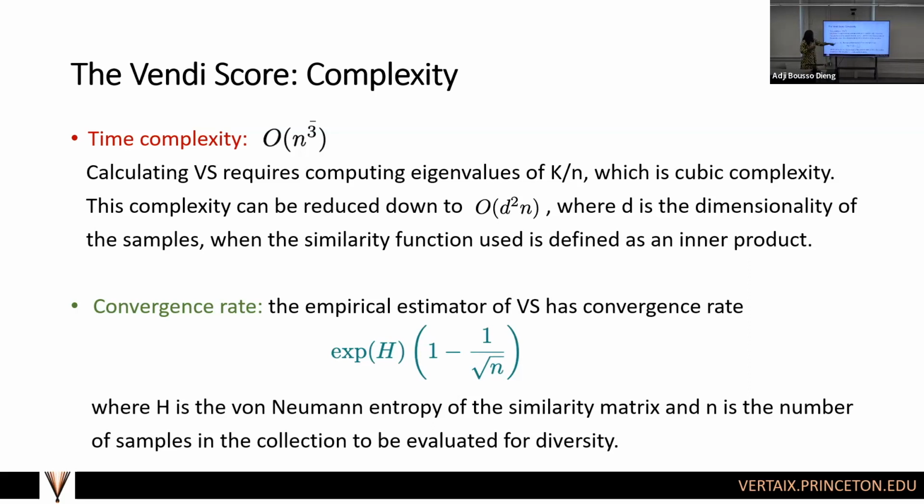The convergence rate is good. It's 1 over root n. You can read this in the paper as well, in version 2 of the paper. We would update it there. So this is a good convergence rate, but time complexity is a caveat.